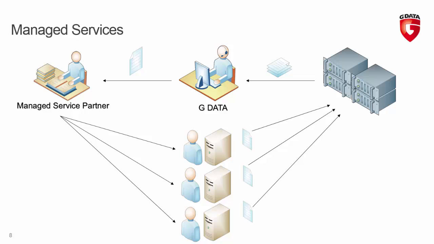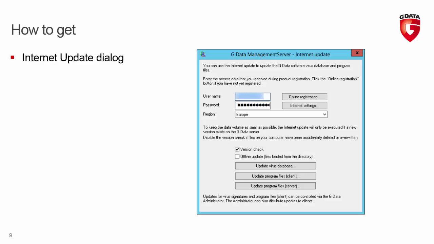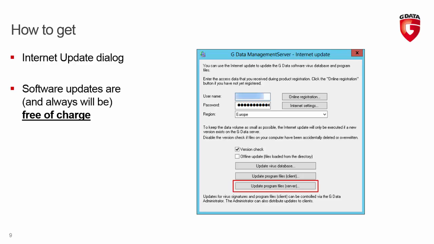To receive the update, all you need to do is go to your management server and access the Internet Update dialog located at Start, All Programs, GData, GData Management Server. Click Update Program Files Server and follow the instructions on your screen. A reinstallation of either the clients or the management server is not required. As with all GData program updates, the update to version 13.1 is also free of charge.